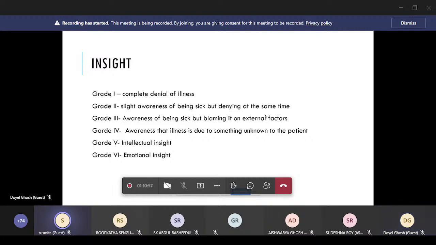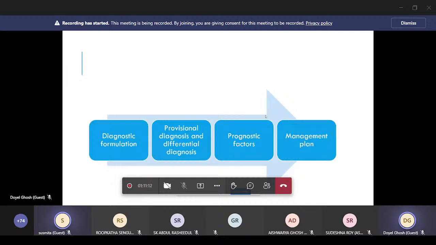And finally, you need to assess the insight of the patient. Is it in the denial state or in the intellectual or emotional insight state? That you need to assess. I'm going fast because we don't have time.